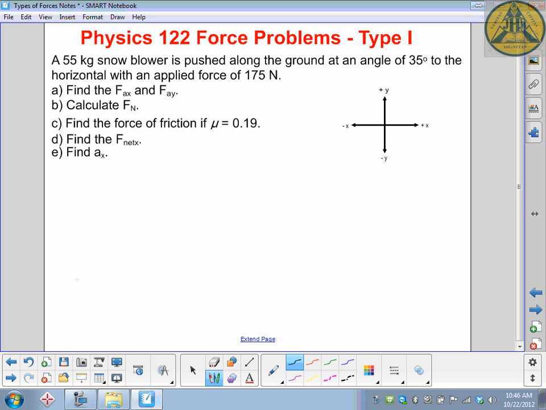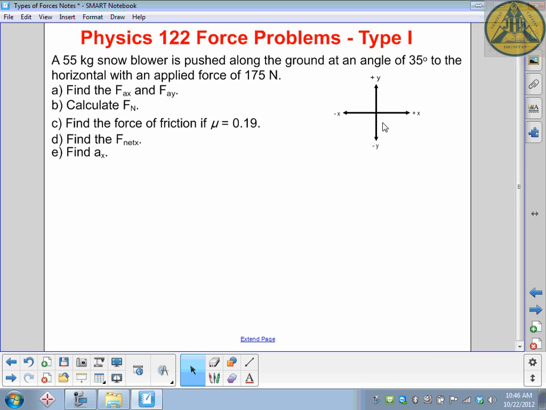Very important to set up your coordinate system. So there's mine right there. Be very consistent to what we've been using in class. Horizontally is called x, to the right is positive, left is negative, vertical is called y, up is positive, down is negative. So we want to find the applied force in the x direction and in the y direction.